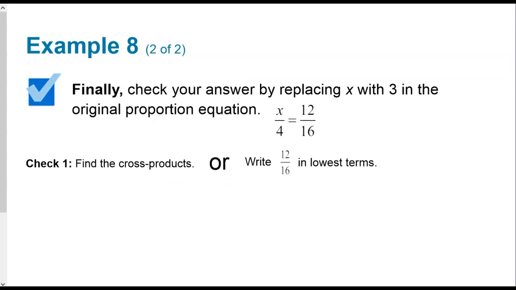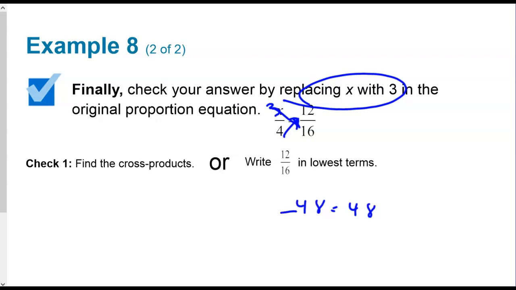So we're going to go ahead and now you can check your answer. All you need to do is just take and replace or substitute the x with the 3 right into the problem. So if we say that this is 3 instead of x, and we go 4 times 12 is 48, and 3 times 16 is 48, we can say that that is absolutely true.